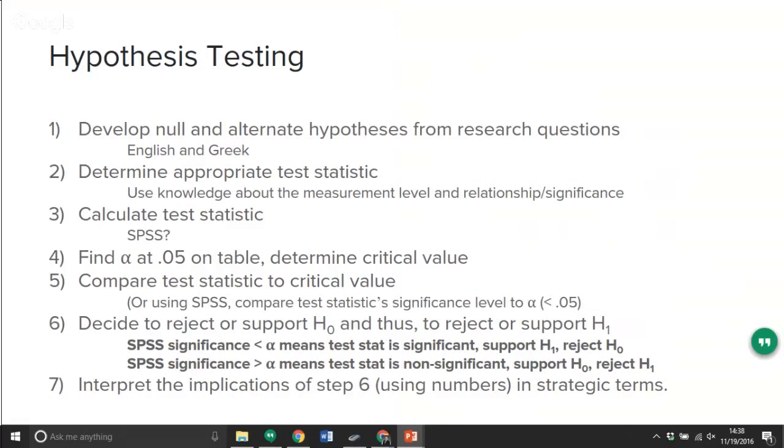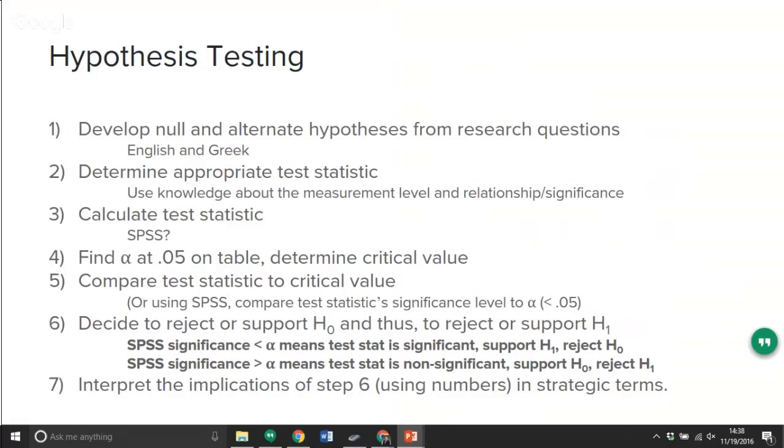And then in step 7, we're interpreting the implications of step 6 in strategic terms. So for instance, if we make a test between two groups and we see that ad spending on internet radio is significantly higher than ad spending on television, then we would want to say that one is significantly higher. Okay, that ad spending on internet radio is significantly higher than television. So we need to say, what does that mean? We need to bring it back to some sort of strategic result.